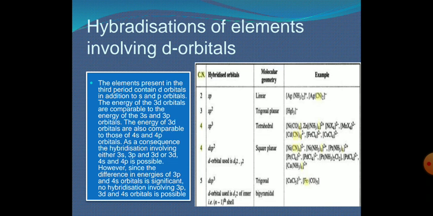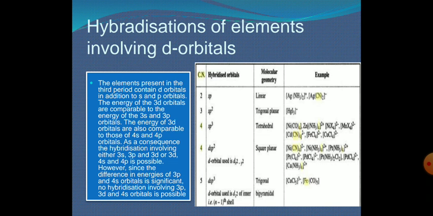The energy of 3d orbitals is also comparable to that of 4s and 4p orbitals, because there is a very small energy gap between 3d and 4s, 4p orbitals. As a consequence, hybridization involving either 3s, 3p and 3d, or 3d with 4s and 4p is possible. However, since the difference in energies of 3p and 4s orbitals is significant, no hybridization involving 3p, 3d and 4s orbitals is possible.